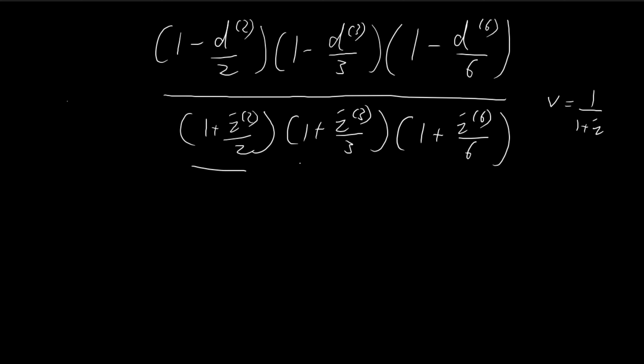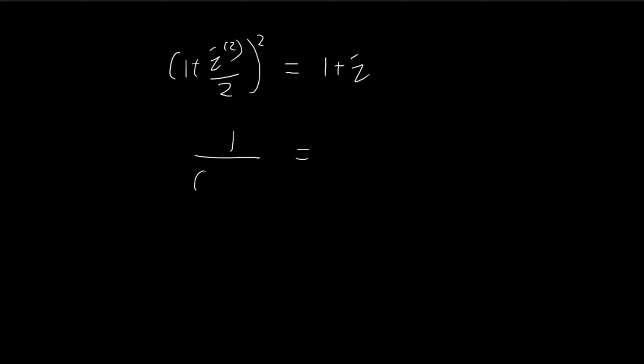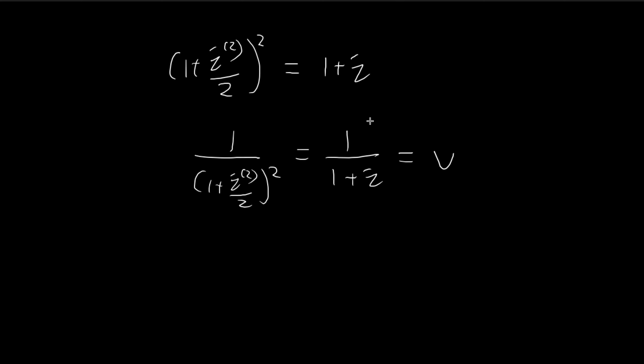So let's try to simplify these bottom terms first. Let's remind ourselves, what exactly is 1 plus i(2) over 2? By definition, if we square this, this is equal to 1 plus i, right? And in this expression, they're all in the denominator, so I'm going to flip this down to the denominator. Similarly, this becomes 1 over 1 plus i, and by definition, this is equal to v. Now you see why I said I'm going to express everything in terms of v.